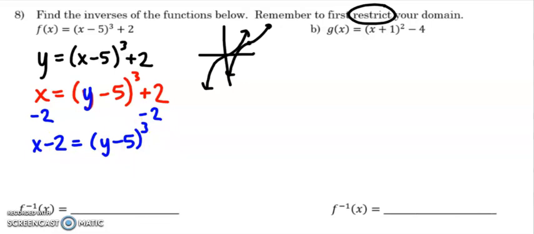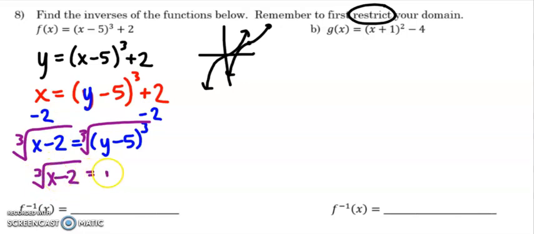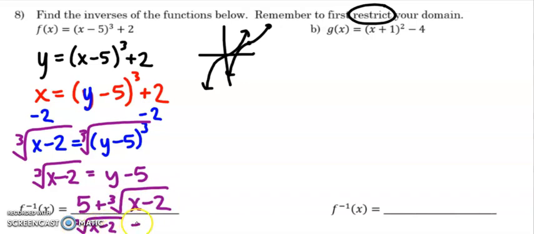Next thing I need to get rid of is this cube. So I'm going to take a cube root. So I get the cube root of x minus 2. When we take a cube root, you don't have plus or minus because it's an odd power. This will be equal to y minus 5. So the last step then would be adding the 5 to the other side, which you can do in front. Or you also could have cube root of x minus 2 plus 5 written like that. Either one, okay? And because your function started one-to-one, you did not have to restrict the domain.